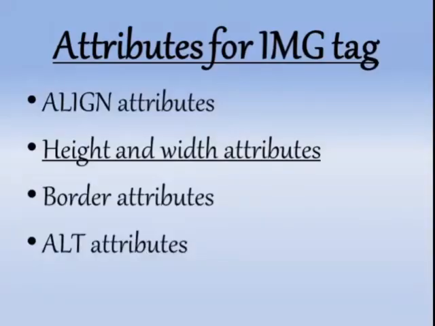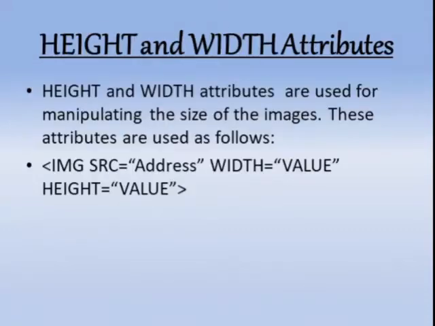Now children, we are going to understand how we can use height and width attributes. Height and width attributes are used for manipulating the size of the image. These attributes are used as follows. img src is equal to address, and after that we will give width, and then we will assign the value by which we want to increase or decrease the size of the image, and then we will write height, and again we will give the value by which we want to increase or decrease the size of the picture.